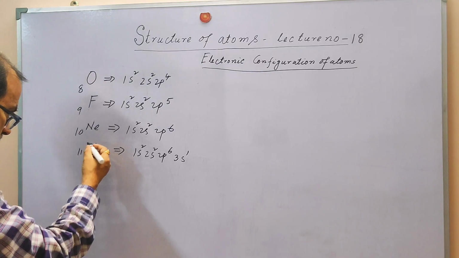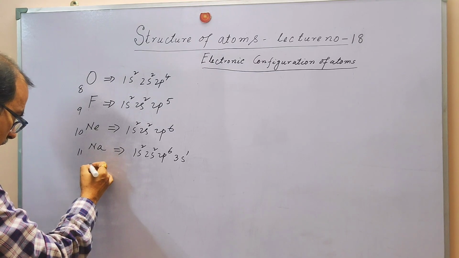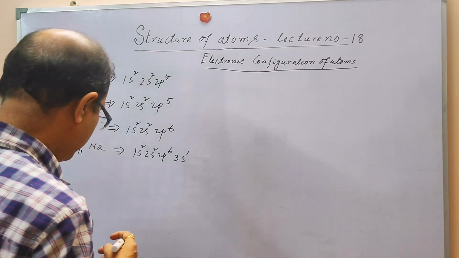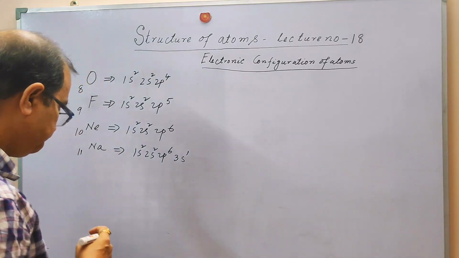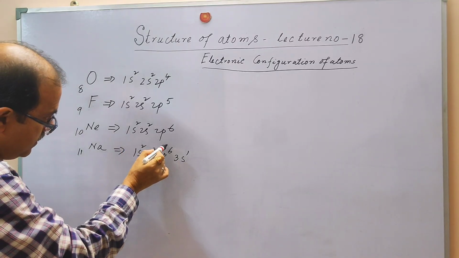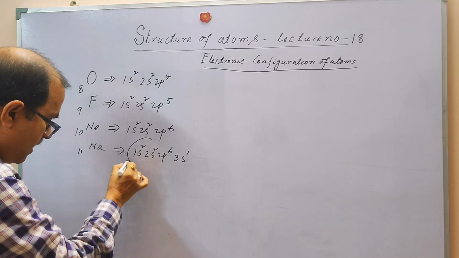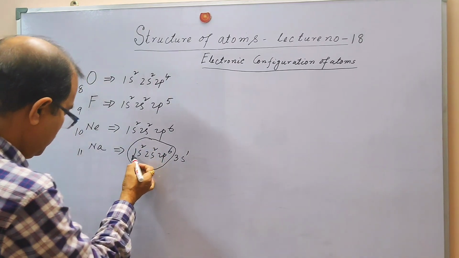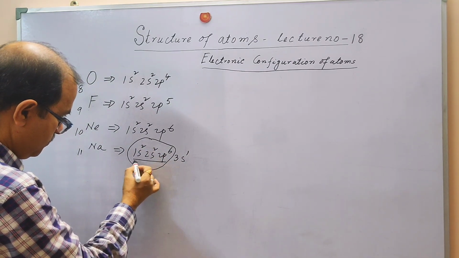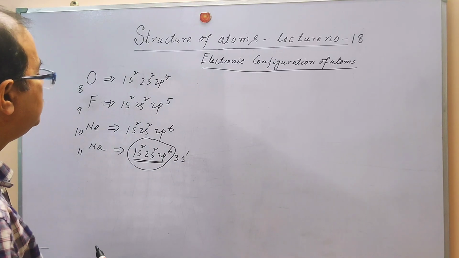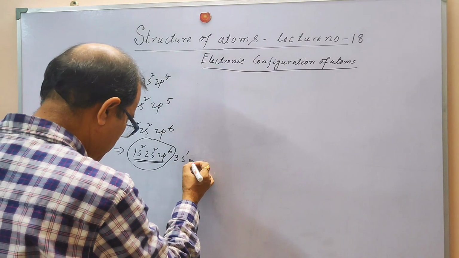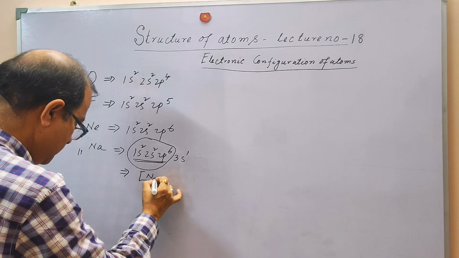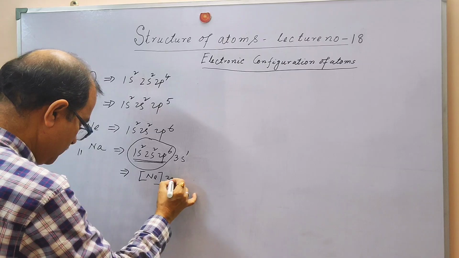And in this fashion, we are able to write the electronic configurations of the other elements also. Here you can see that this electronic configuration can be simplified. How? This is the electronic configuration of neon, right? So we can rewrite this electronic configuration like this: Ne 3s1.